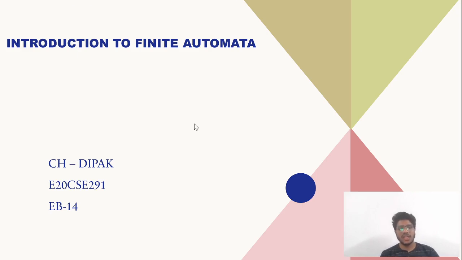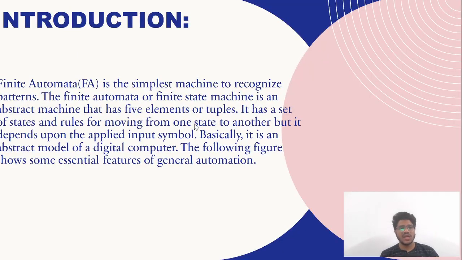Introduction. Finite automata is the simplest machine to recognize patterns. The finite automata or finite state machine is an abstract machine that has five elements or tuples. It has a set of states and rules for moving from one state to another, but it depends upon the applied input symbol. Basically, it is an abstract model of a digital computer. The following figure shows some essential features of general automation.